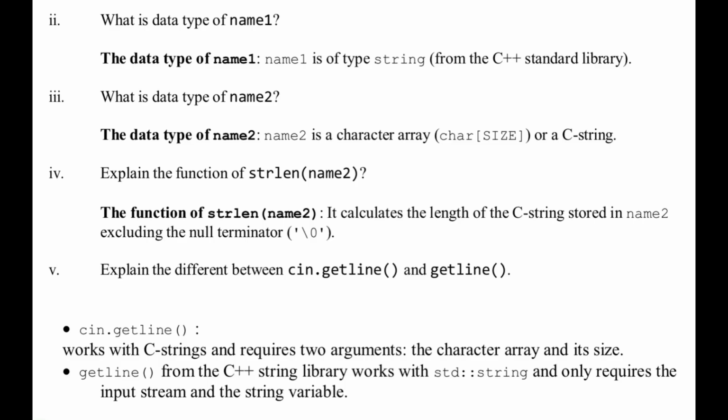And the last question is explain the difference between cin.getline and getline. For cin.getline, it works with C strings only and requires only 2 arguments, which is the character array and its size. While for getline, it is from the C++ string library, works with std::string, and only requires the input stream and the string variable.